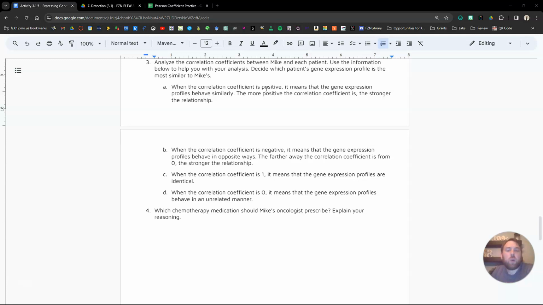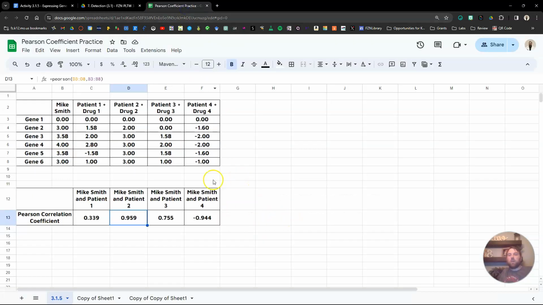When the correlation is 1, it is perfect. It means that the gene expression profiles are identical. I highly doubt you're going to find something like that. And when the correlation coefficient is 0, it means that the gene expression profiles behave in an unrelated manner. They are not correlated, and you should not expect to find any statistical meaning behind those numbers. Based on that, which chemotherapy medication should Mike's oncologist prescribe? Well, we can pretty obviously see Mike Smith should get patient two's drugs there.